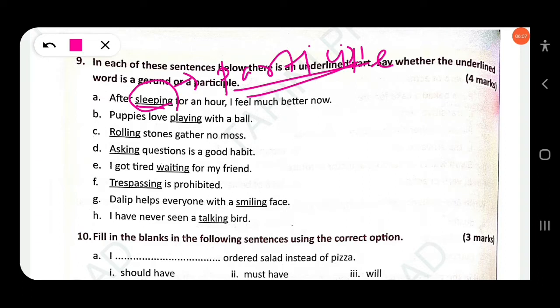Participle: present participle, past participle. And the function of a participle is that it can be used as a verb, and it can also be used as an adjective. So here it is used as a verb.